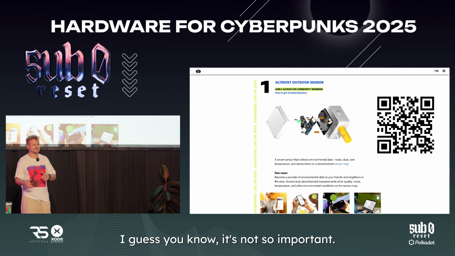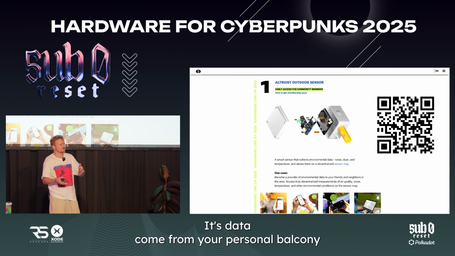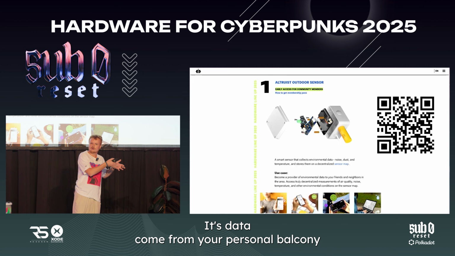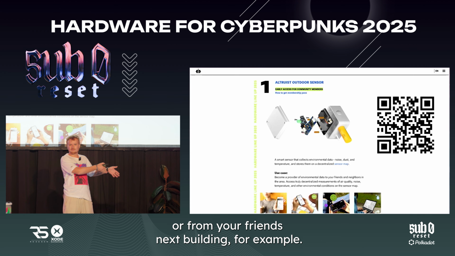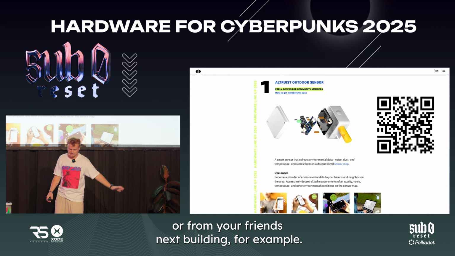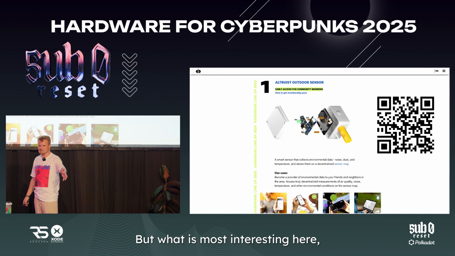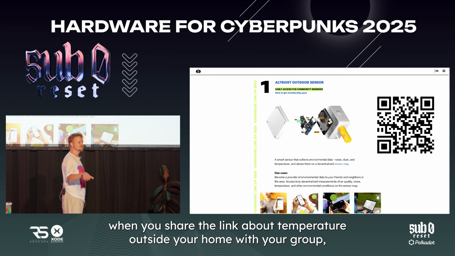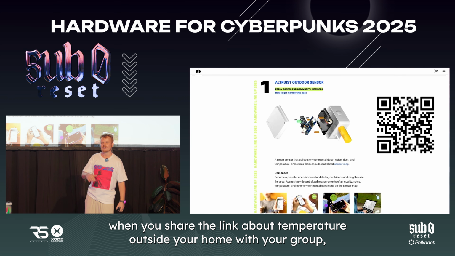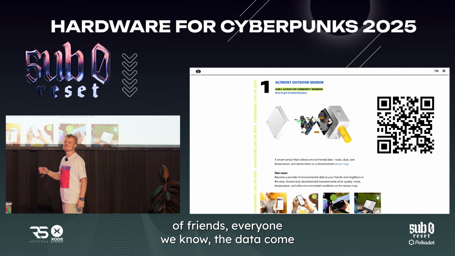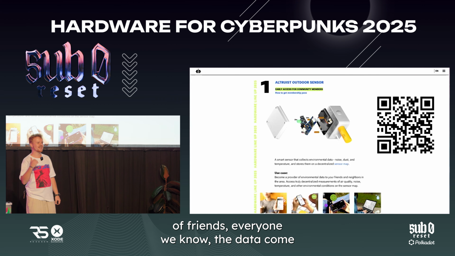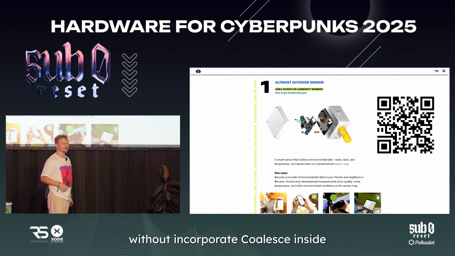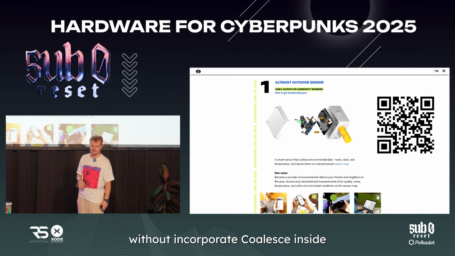I guess you know it's not so important. The data come from your personal balcony or from your friends in the next building, for example. But what is the most interesting here is, when you share the link about the temperature outside your home with your crypto friends, everyone will know the data come without any corporate clause inside.